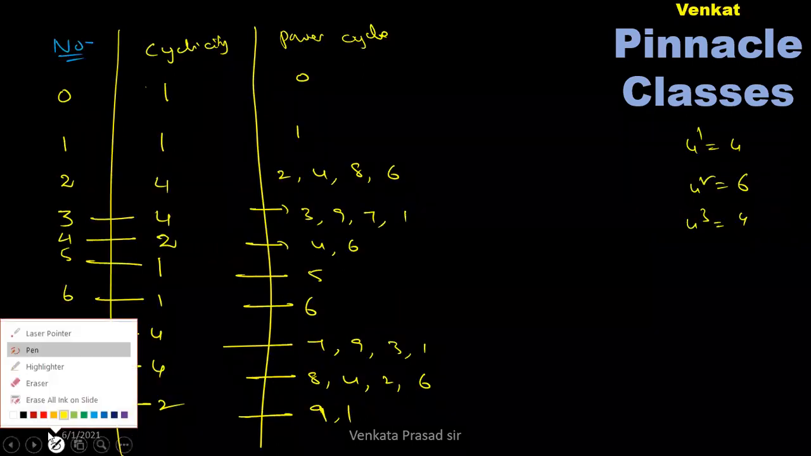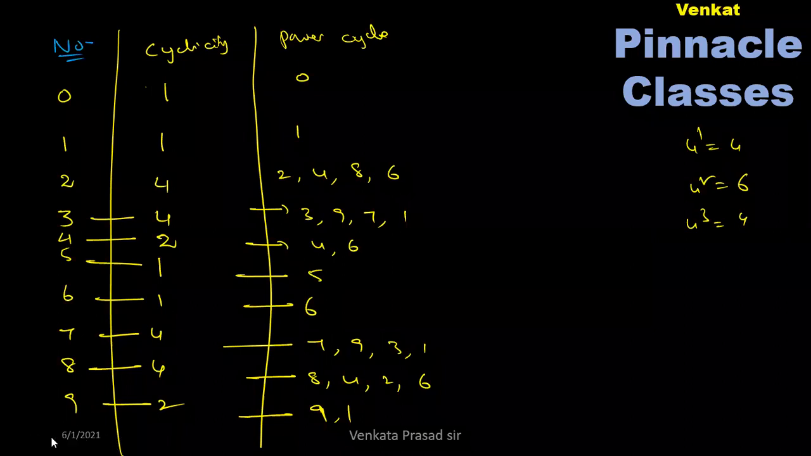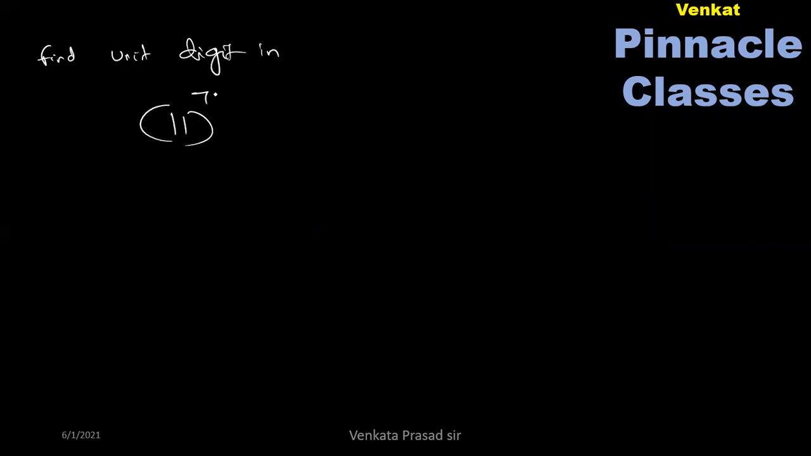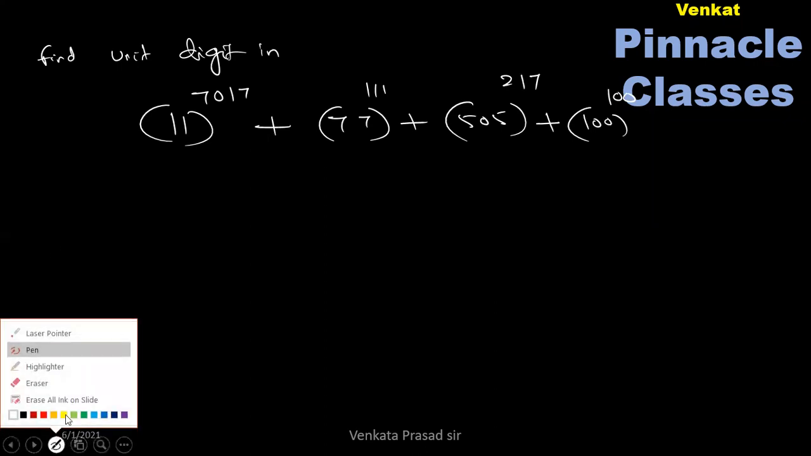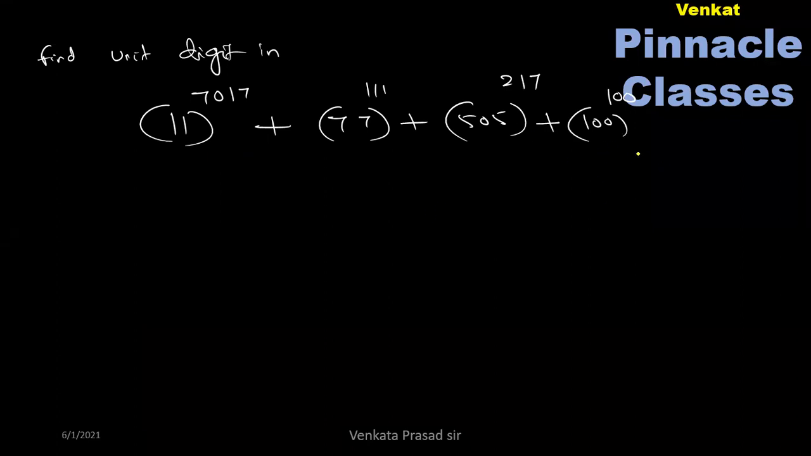Completed? Completed, sir. Okay, good. Now see variety questions. Find unit digit in 11 power 7017 plus 77 power 111 plus 505 power 217 plus 100 power 100. How to solve this question? So in this case, dividing into 4 parts. Okay, 4 questions. After that, add them directly.